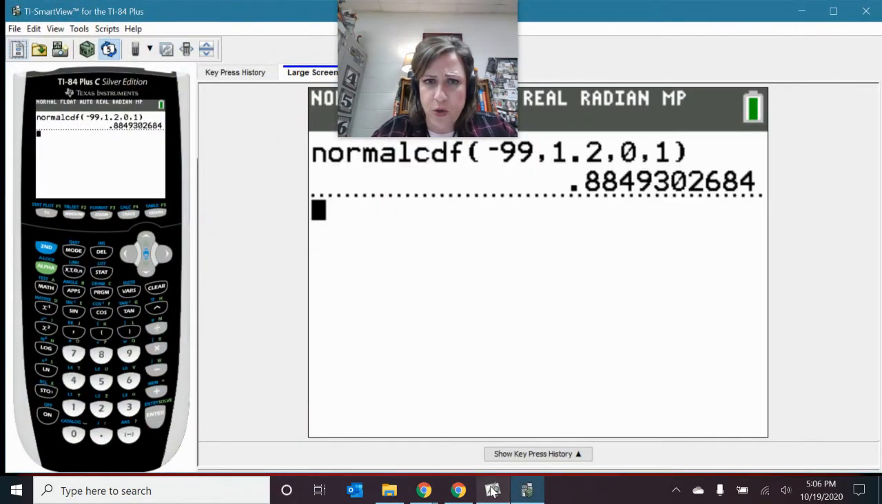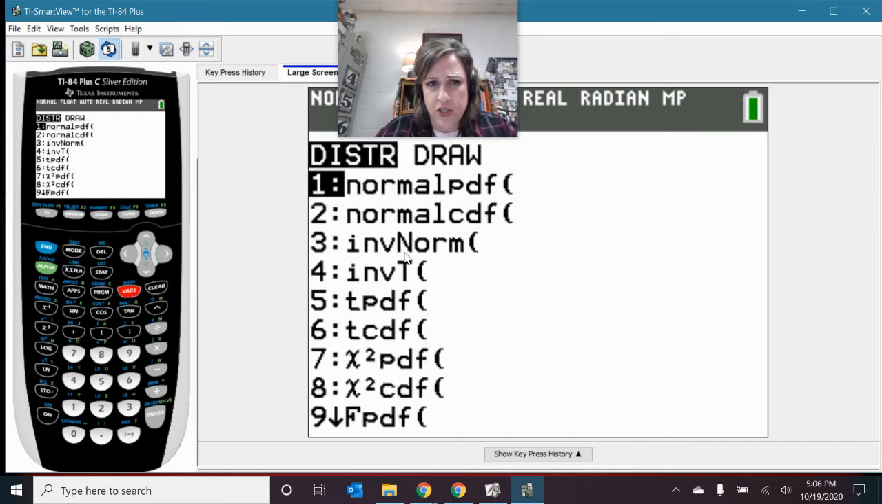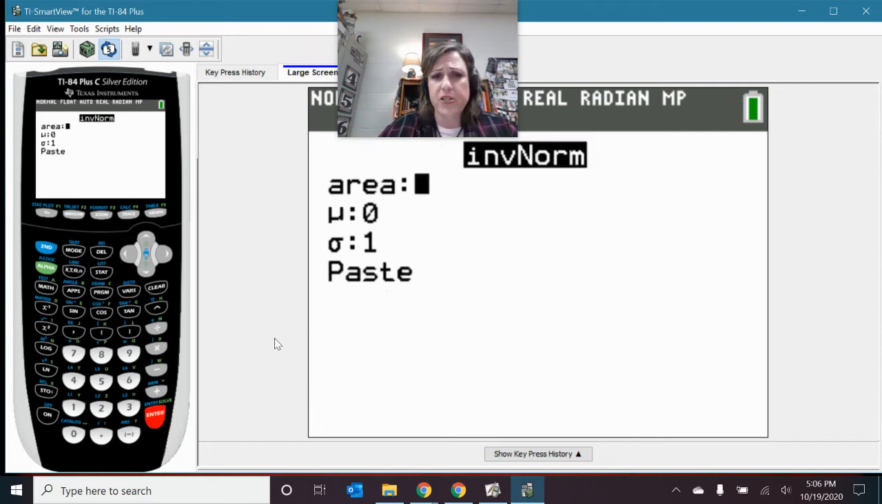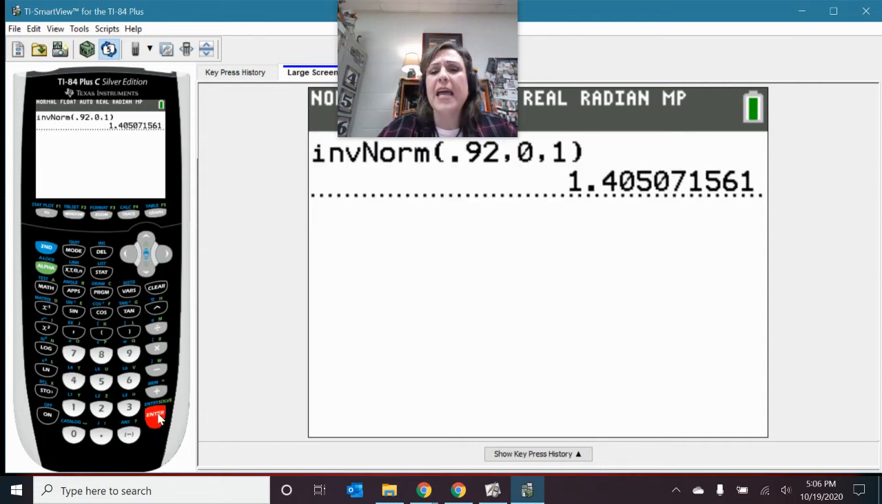So I'm going to do inverse norm of the area below. So I'm going to second distribution. So second vars, number 3, inverse norm. Percent is not the Z. Okay, and I have the video of it, which I'm not going to play for you right now. You had to hear it in person. So there's my inverse norm of the area below is 1.41. That's my z-score, not 0.92.